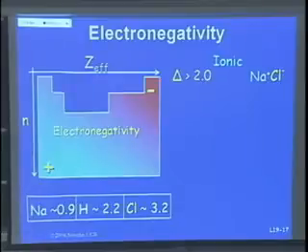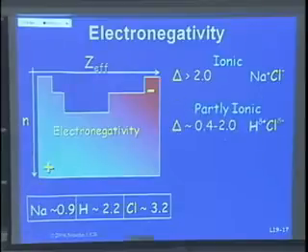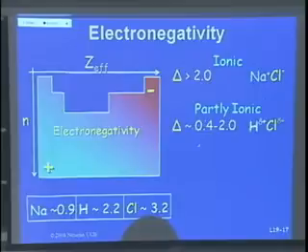And then you have the other case, where it is between 0.4 and 2. So then you don't have ionic bonding. You have essentially covalent bonding. I can call it partly ionic, or I can call it polarized covalent. It's the same thing. So this morning I had this sort of idea.